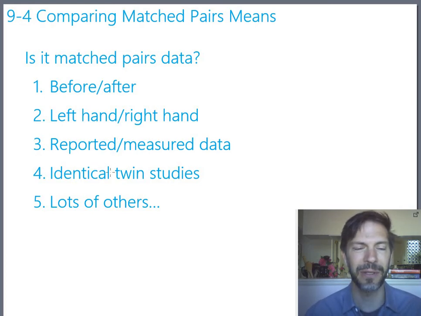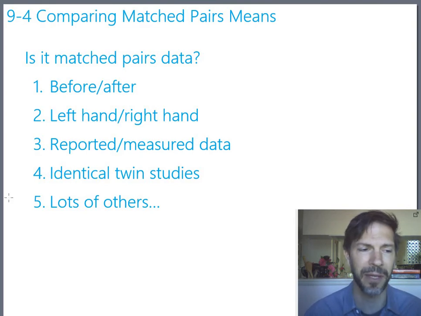There's also a whole field of medicine and other areas where they do identical twin studies, and again, you certainly want to match up those twins. There are lots of other examples, and I certainly can't list them all, but I want you to start thinking, hey, are these data points matched up? If I just rearranged one list and not the other one, would that mess something up?